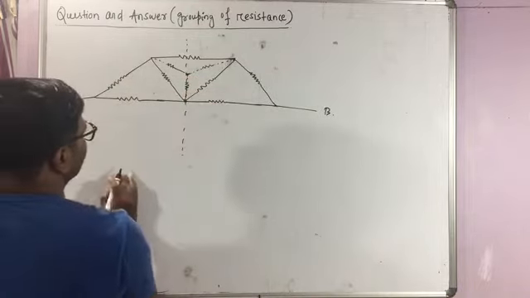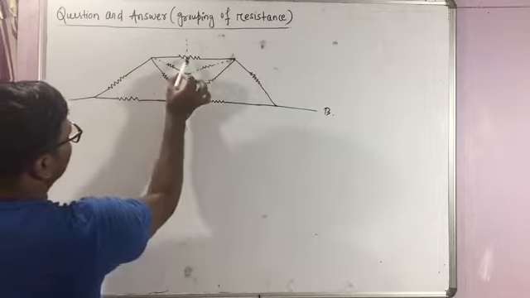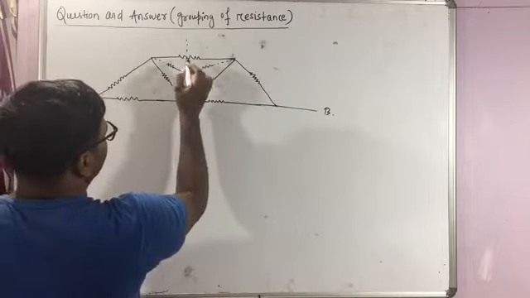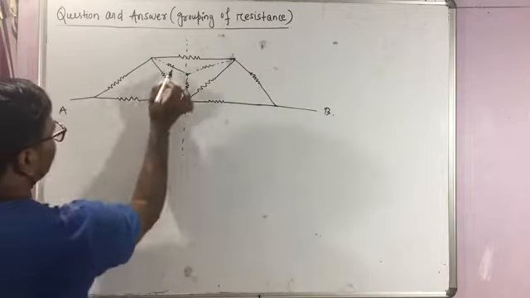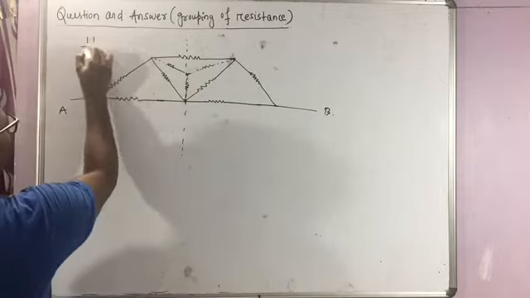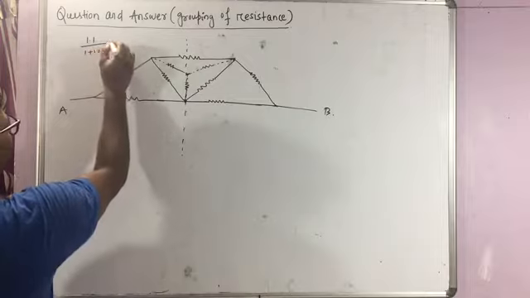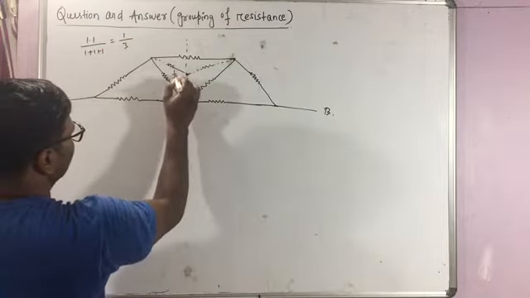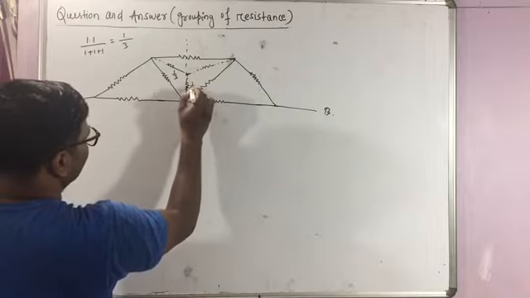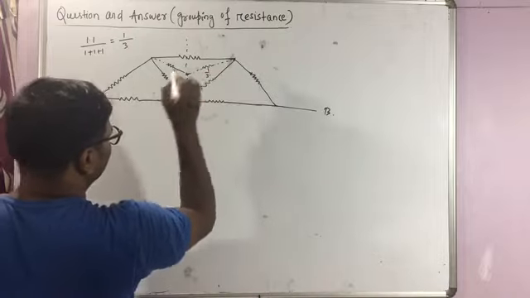All are equal resistances. So if you mark, it will be 1, 1, 1, 1, 1, all the resistances 1 ohm. So this would be how much? 1 into 1 by 1 plus 1 plus 1 means 1 by 3. So this resistance will be 1 by 3. This will also be 1 by 3. This will also be 1 by 3.